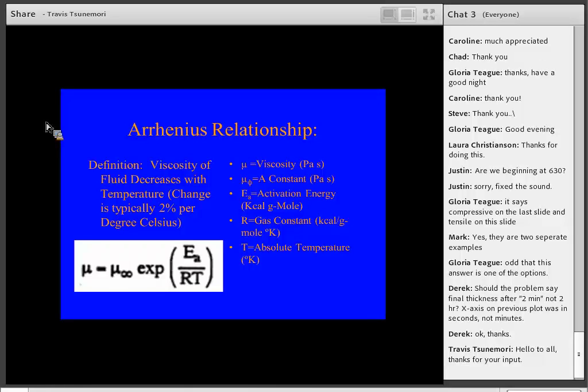Again, this whole idea that temperature has a big effect may be an Arrhenius type relationship. Mu is the viscosity in Pascal seconds, and that may be compared to some base mu constant times the exponential of E_A, some kind of activation energy, divided by RT. R is the gas constant and T is the absolute temperature. So in using this, you've got to put temperatures into Kelvin, not C. Make sure you remember to put them into Kelvin. And again, R is in kilocalories per gram mole degree Kelvin for this particular one.